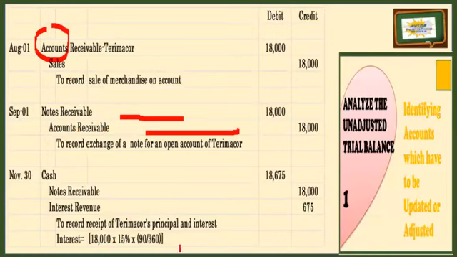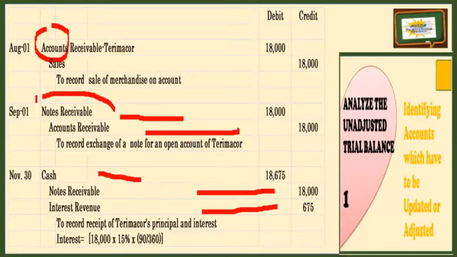Now, when the note was encashed, the entry will be a debit to cash, the principal plus interest, 18,675, and then credit the principal of the note, which is 18,000, and credit interest revenue. Okay? 18,000 times 15% times 90 over 360 is 675.